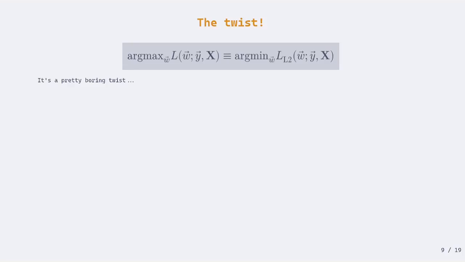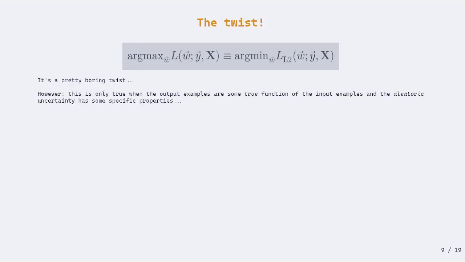Or it's equivalent to maximizing the likelihood. By doing this maximum likelihood estimation technique, we end up deriving L2 loss. That's where it comes from. So it's not necessarily true: if the aleatoric uncertainty doesn't have certain properties, then the maximum likelihood wouldn't necessarily be L2 loss.